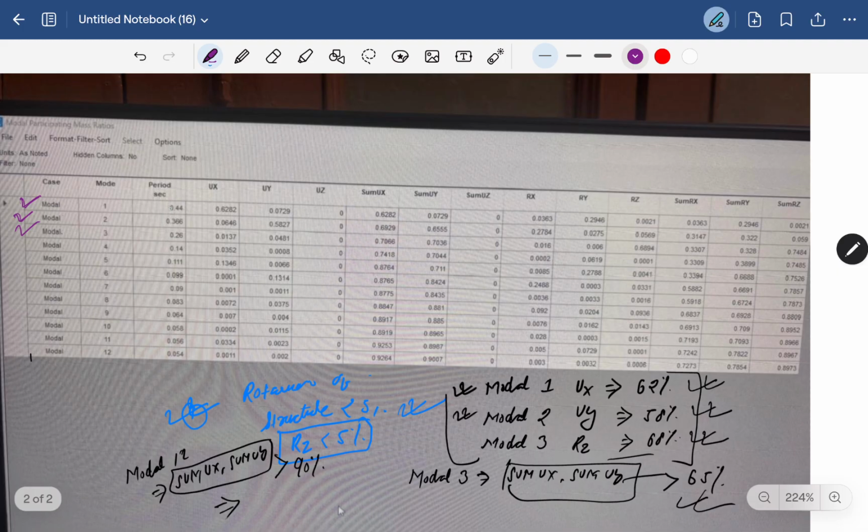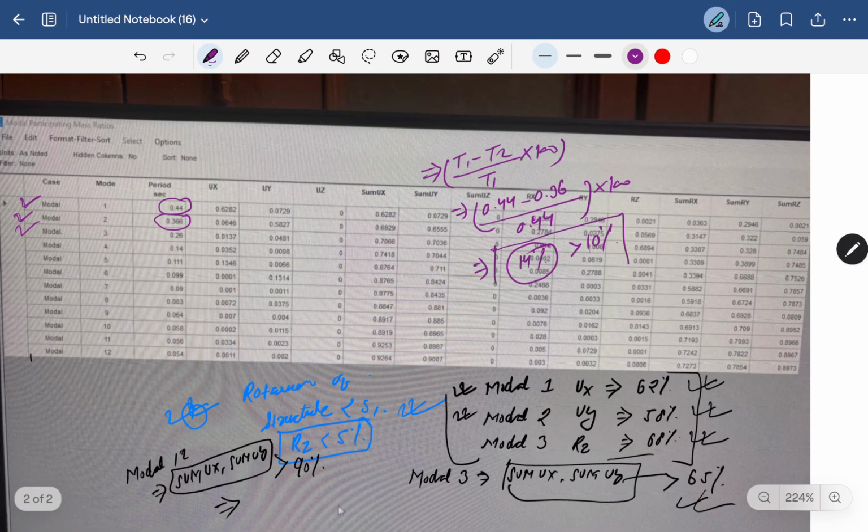In model 1 time period is 0.44 second, in model 2 time period is 0.36. So we see that as time period 1 minus time period 2, divided by time period 1, into 100. When you put the values, t1 is 0.44, t2 is 0.36, divided by t1 which is 0.44, into 100. So we get 14%, means it is greater than 10%.